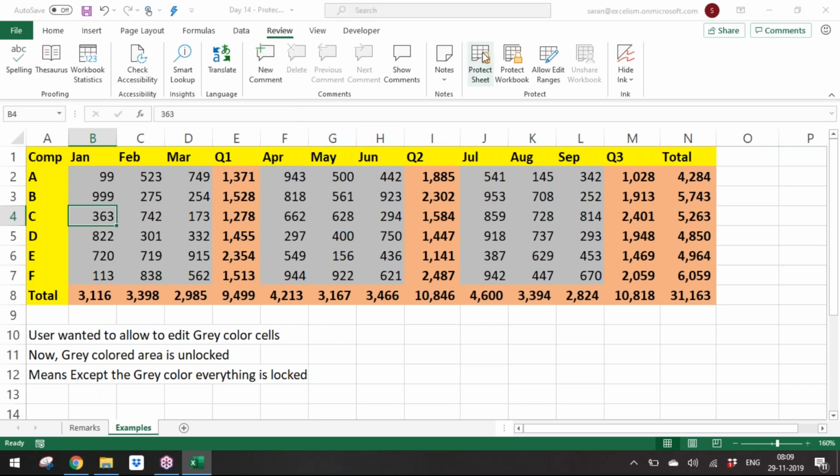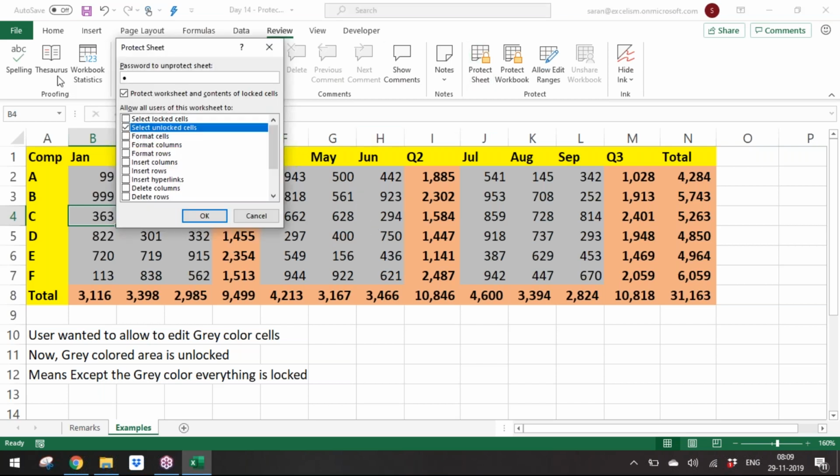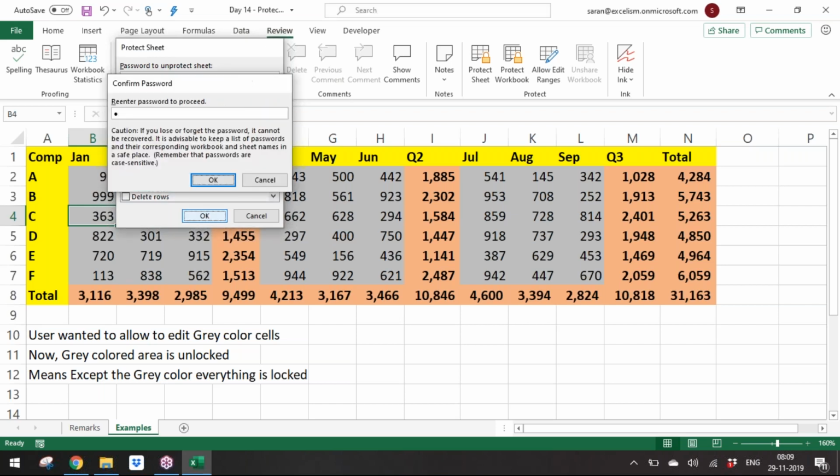What is the second type of protection? Same thing. But this time, I will allow all users to select locked as well as unlocked cells. If you allow locked cells, what happens? Locked cells are protected, so he can go into that cell, but he cannot do anything in that cell. Now I'll confirm the password.